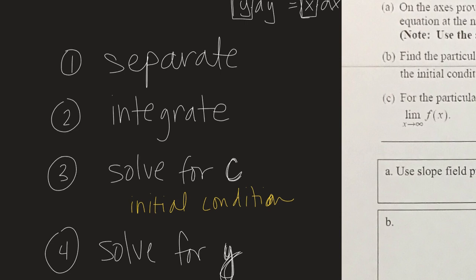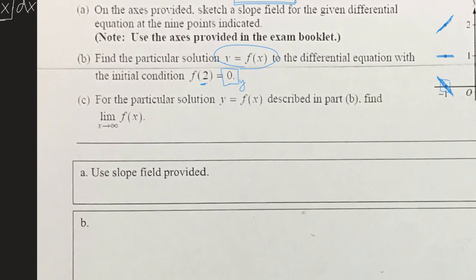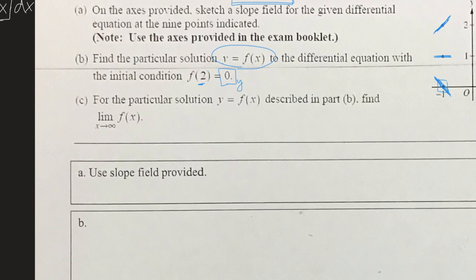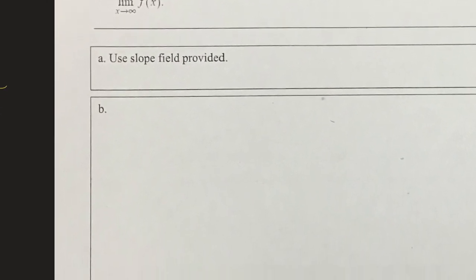Separate your variables, x and dx on one side, y and dy on the other. Integrate, to find the antiderivatives. Solve for c using your initial condition, and then solve for y at the end. So let's get down to business. dy over dx, let's make it bigger so I have more space. You're going to need more space for this, by the way. dy/dx equals (y minus 1) over x squared.